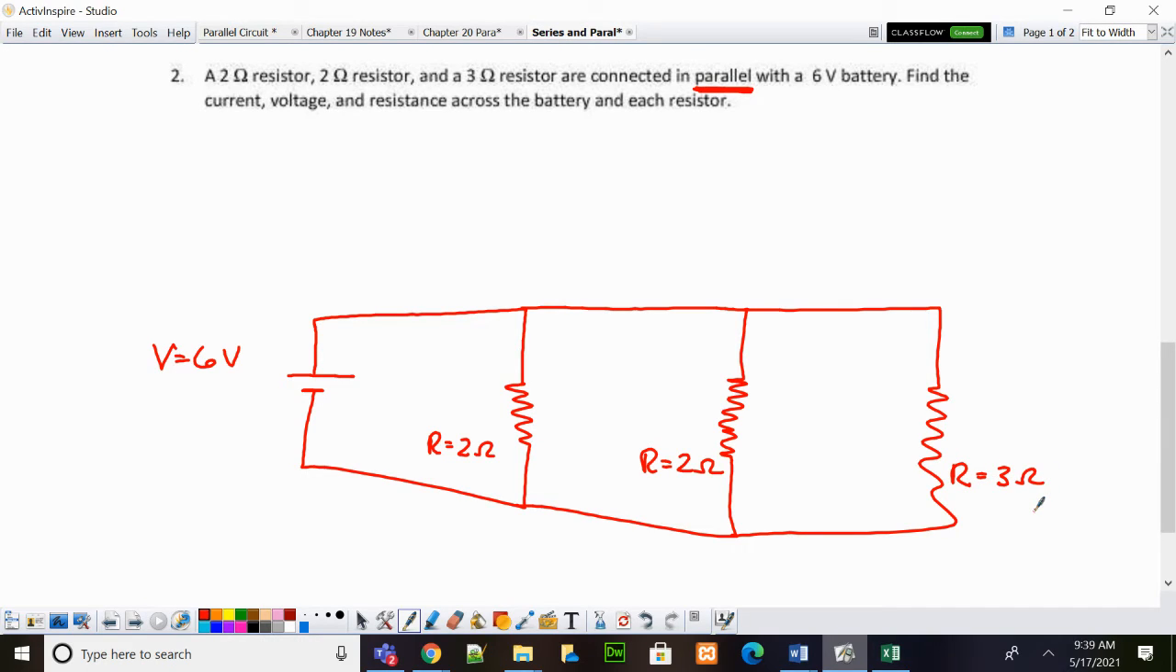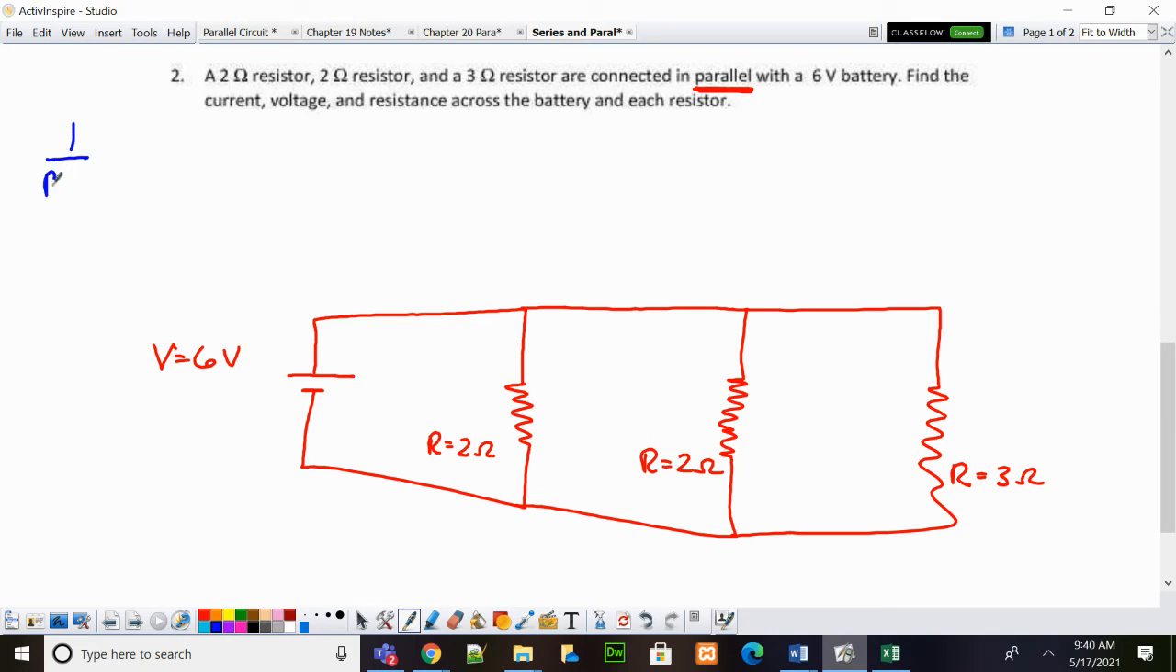We want to know the current, voltage, and resistance across the battery and each resistor. So we have to find the current and resistance here, voltage, current, voltage, current, voltage, current. So I'm going to go ahead and start with the challenging part here. I'm going to find the equivalent resistance. And it's a little bit more challenging than the series circuit, okay, because we have to look at the reciprocals.